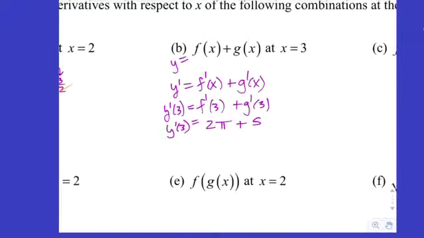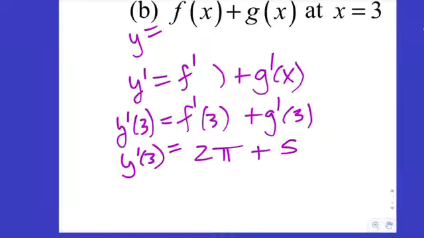Yes? When we're writing out the derivative equation, can we just write f prime? Yes. You can just use the name there. So y prime is f prime plus g prime. But then when you're showing the substitution of the number in, you would need to go back to the parentheses. F prime of 3, g prime of 3.